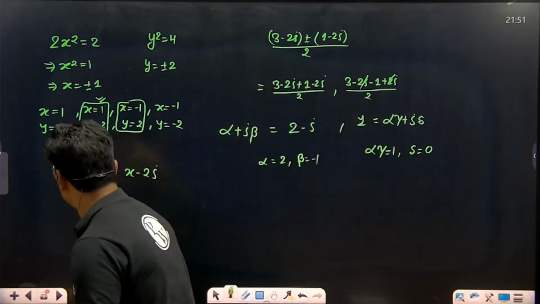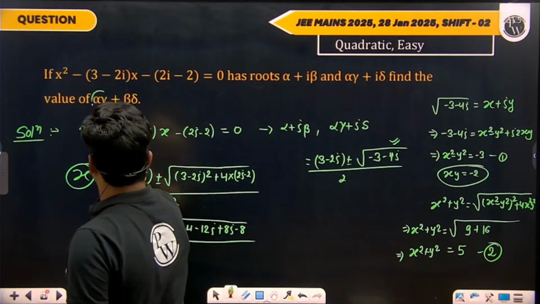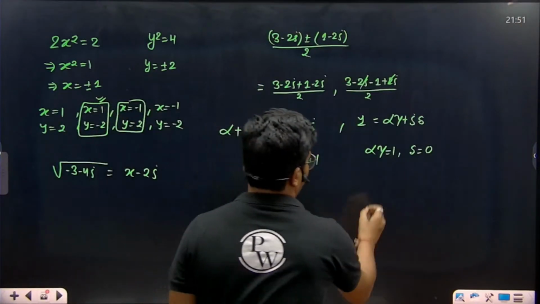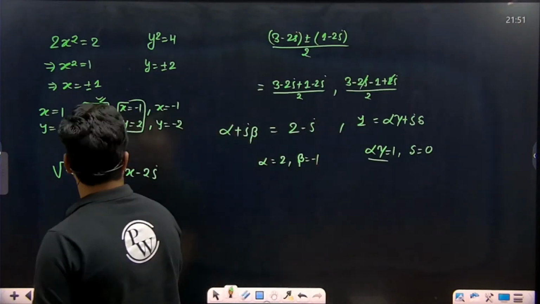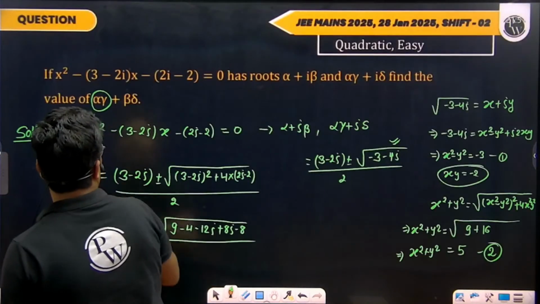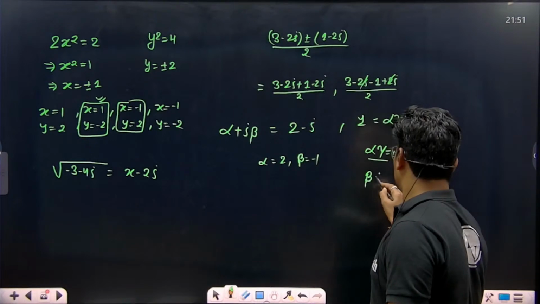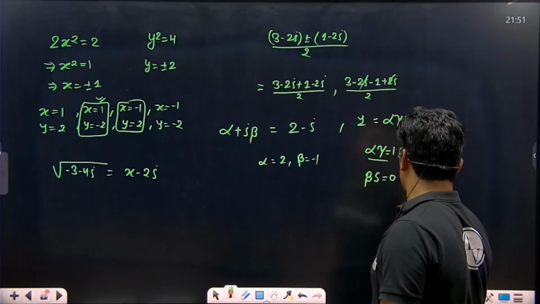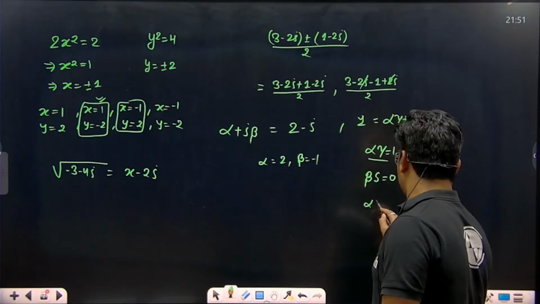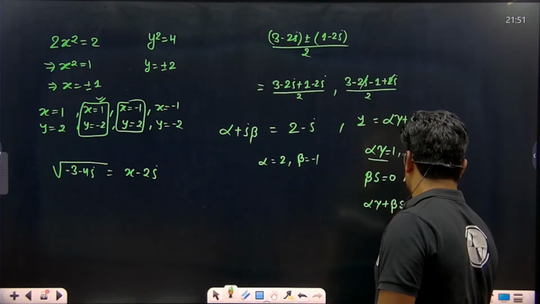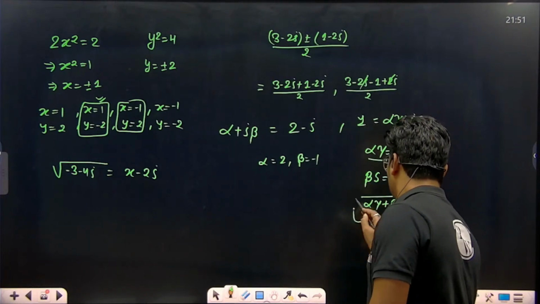So what do we have to find? We have to find the value of alpha gamma, which is 1, and the value of beta delta, which will be 0. Beta delta is 0 and alpha gamma is 1. So the summation of these two values will be 1. So this is our final answer.